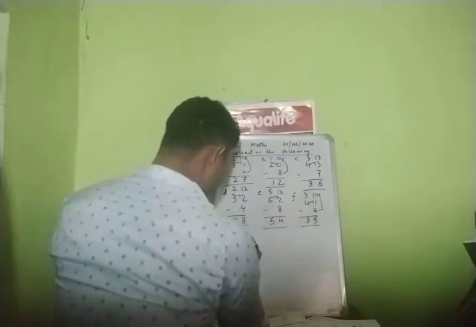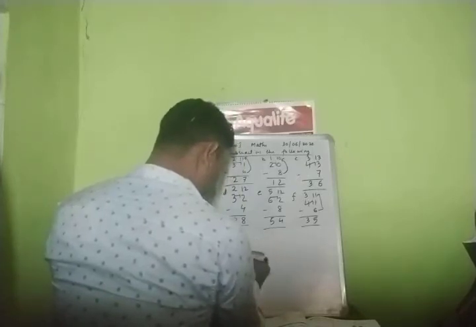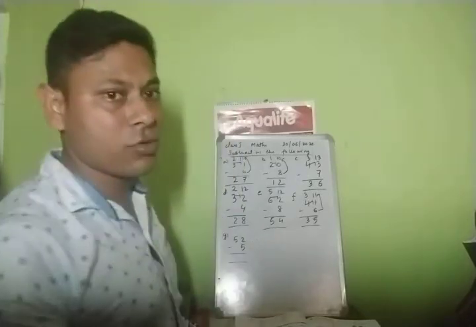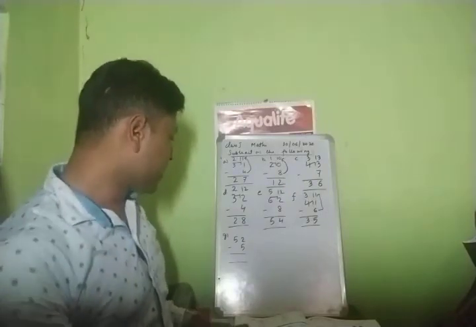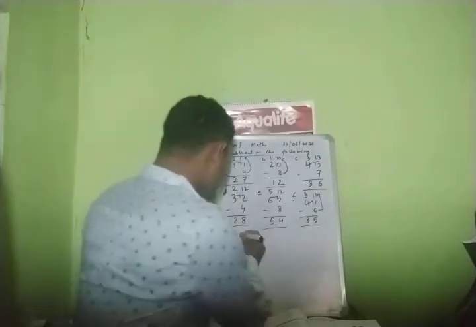52 minus 5. Again from 5, can you go till 2? No. What do you have to do?